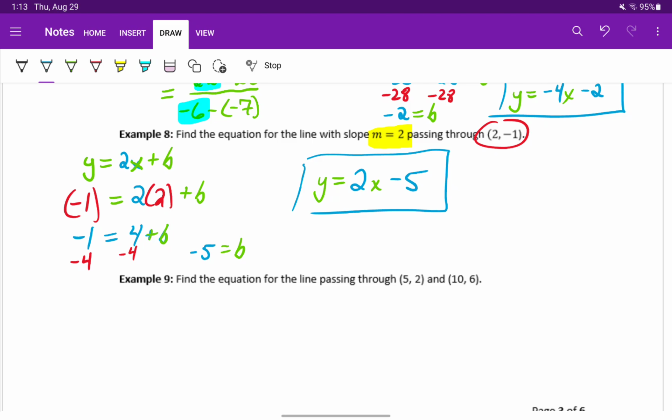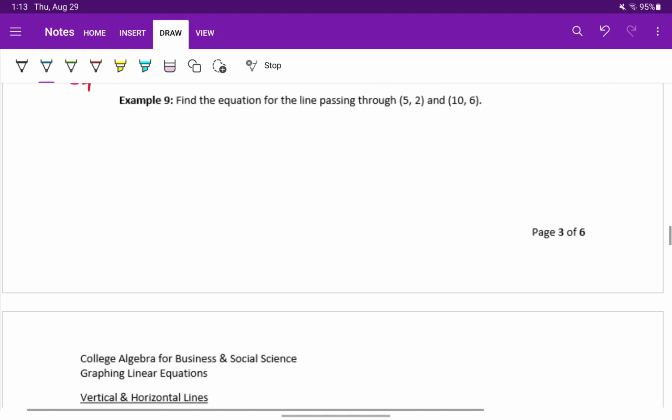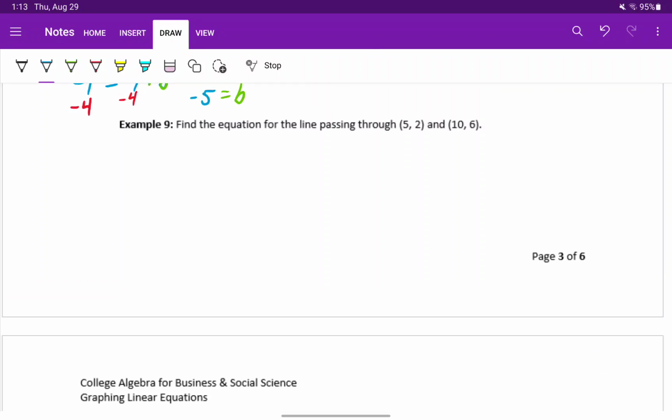Again, I find example 7 to be a lot easier than example 8. So let's take a look at one more problem where we're given the two coordinate pairs, just to see another example of how this works. Since we're given two coordinate pairs, the first thing we need to do is find the slope. That's not provided for us.